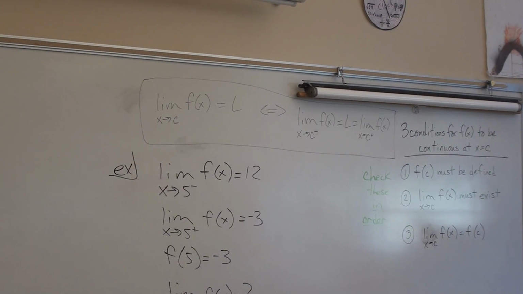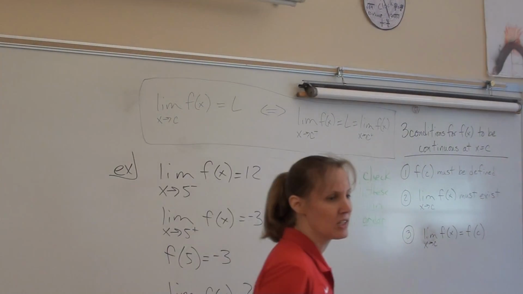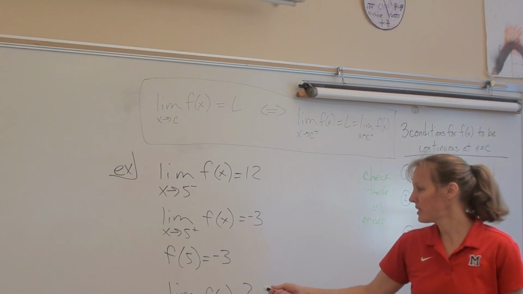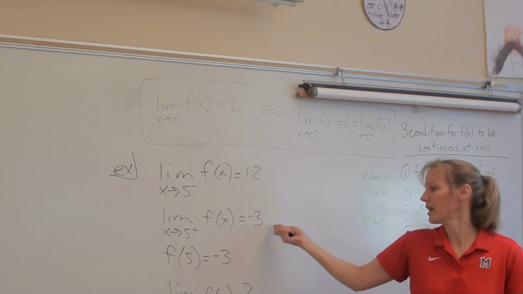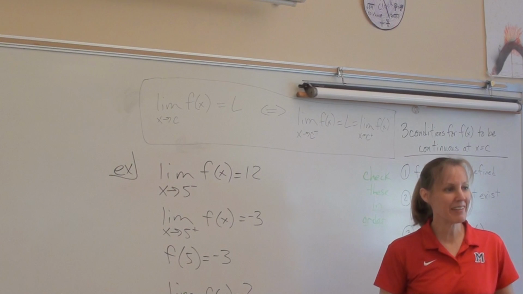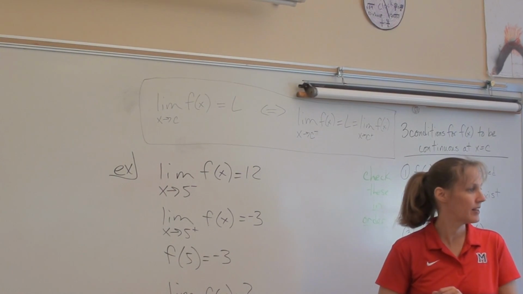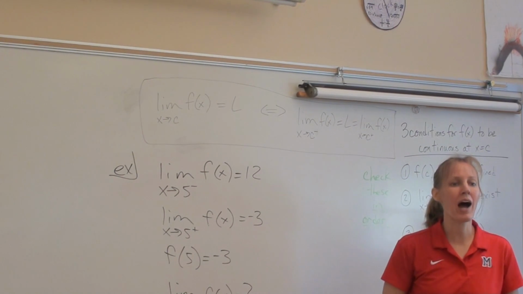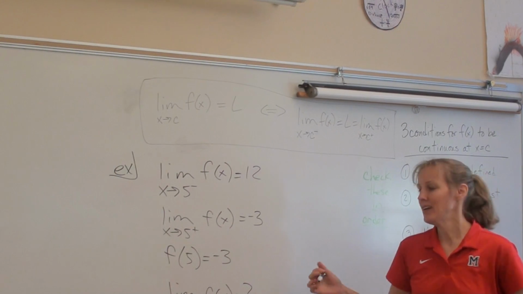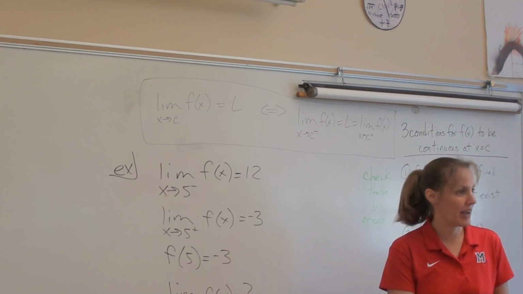Oh, I hear such awesome mathematical discussion. This is fantastic. All right, did all groups come up with an answer? So, what's the answer? Is it 12 or is it negative 3? Neither. Neither? What is it? D and E. Why is it D and E? Not the same from both sides.